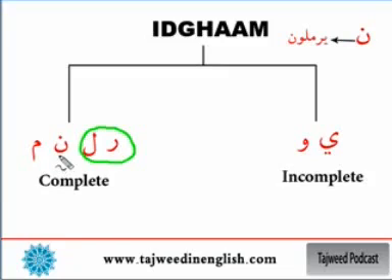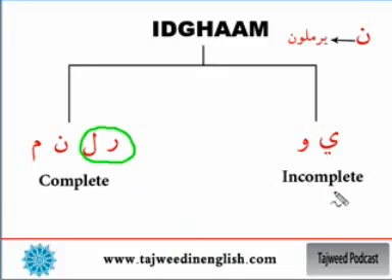So the ghunna exists on the second letter, not on the first one. But on the lam and ra, the ghunna disappears completely because noon in front of the ra, noon in front of the lam, does not have any ghunna at all. It's called idgham without a ghunna. So go to the podcast and revise what I have mentioned in the previous lessons.